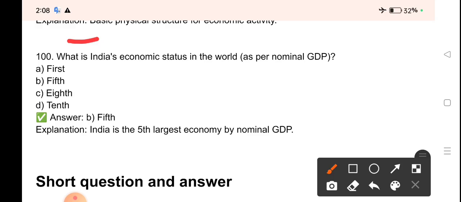What is India's economy status in the world as per nominal GDP? First, fifth, eighth, tenth. Fifth is India's economy status in the world. India is the fifth largest economy by nominal GDP.